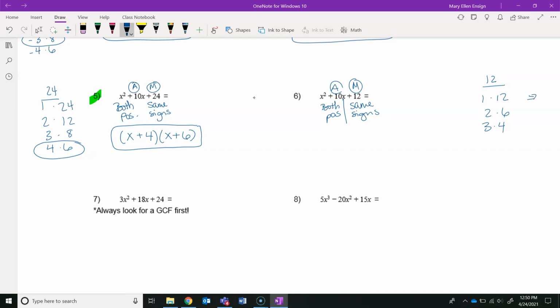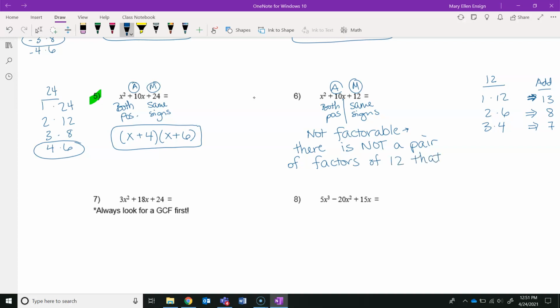Okay, well these add up to 13. Let's put an arrow here. These two add up to 8. These two add up to 7. Okay, I have all the factors of 12, both positive, and there's nothing that adds up to 10. So we say that this one is not factorable, because there is not a pair of factors of 12 that add up to 10.